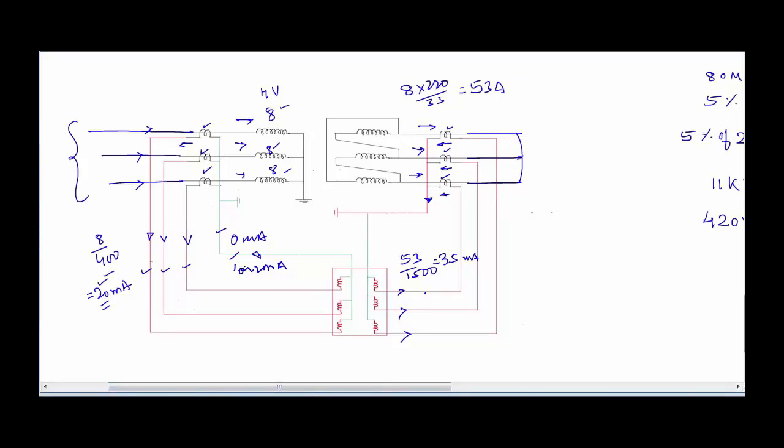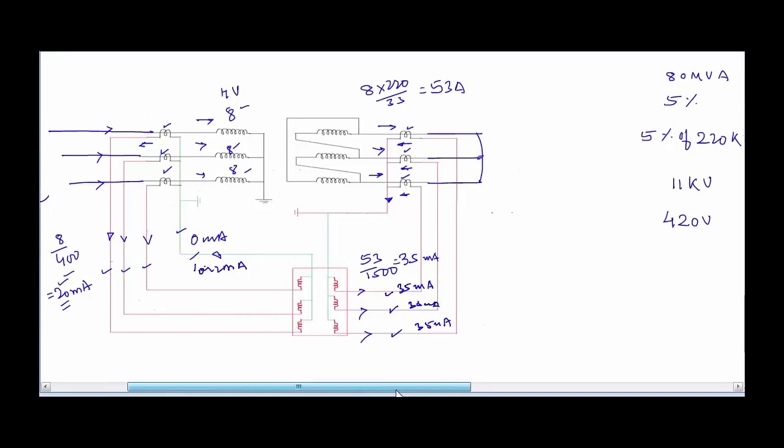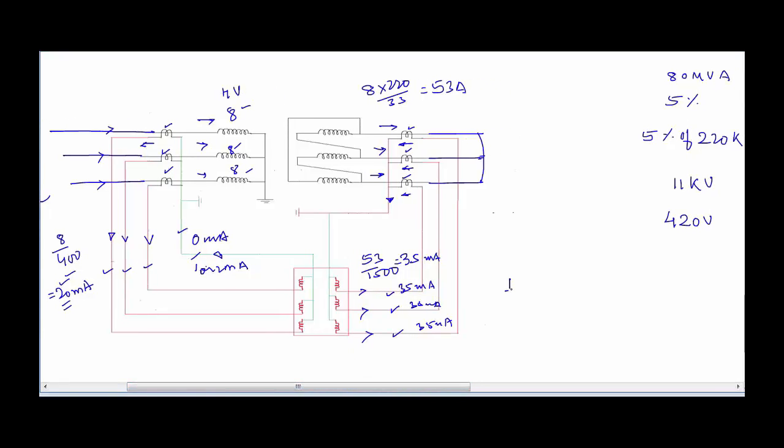Similarly, here we can see that in all these three cases the current that is going to flow in all these three wires will be roughly equal to 35 milliamperes, here also 35 milliamperes, and here also 35 milliamperes. And we are going to see the reading by the relay. From the front panel of the relay we can see the differential current that is being read by the relay, and we can see the restraining current that is being read by the relay.